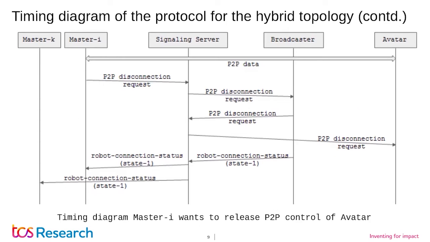In the next diagram, the P2P connection is already established before. Now, after controlling the robot, if that master wants to disconnect, it will send a P2P disconnection request. Upon receiving that, the broadcaster will convey it to the avatar, and then the broadcaster will update its state from state 2 to state 1, and it will again notify every master peer.